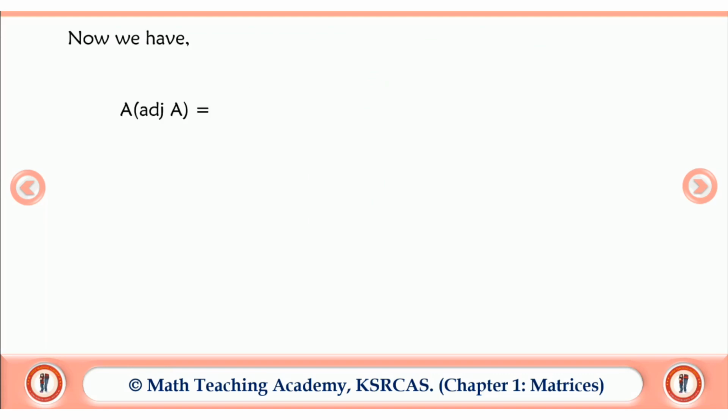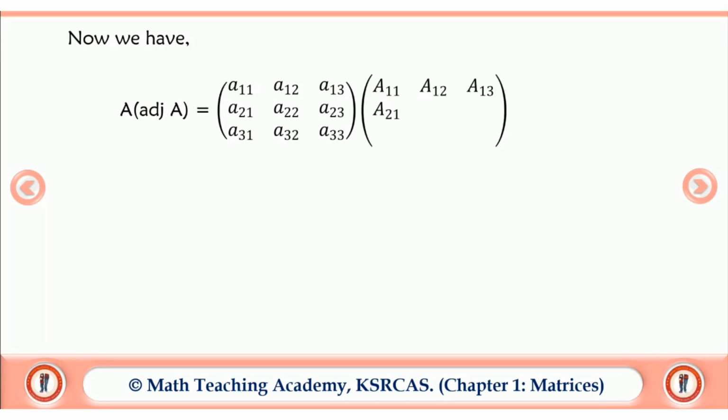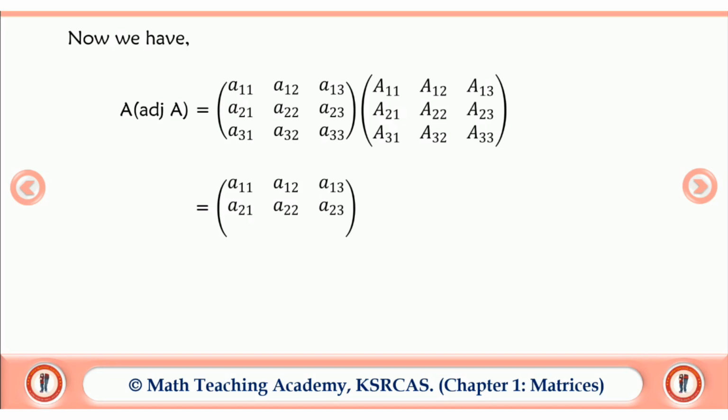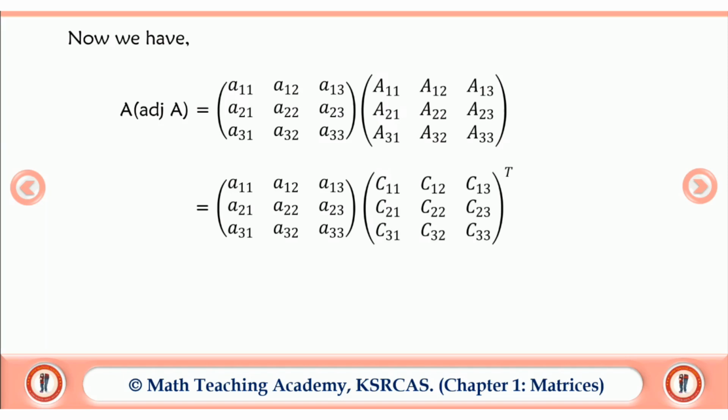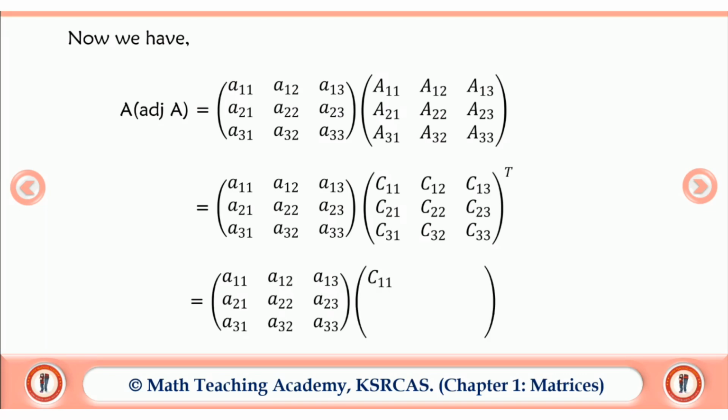Now we have A into adjoint of A is equal to: write down the matrix A as it is, and then into write down the adjoint of the matrix A. The matrix A stands as it is, and in place of adjoint of A replace its cofactors. So that is equal to the matrix A stands as it is, and in the previous steps transpose row as a column.